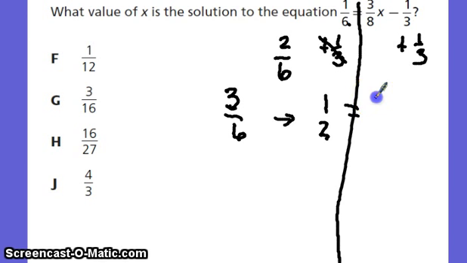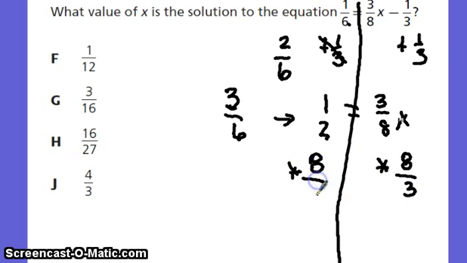So now I have 1/2 is equal to 3/8 x. I can divide by 3/8 to solve, or I can multiply by its inverse. Either one of those options is available to you. Personally, I like to multiply by the inverse just because it makes me feel like I'm taking a shortcut. And then 1 times 8, tops times top, is 8. And then bottom times bottom is 6.